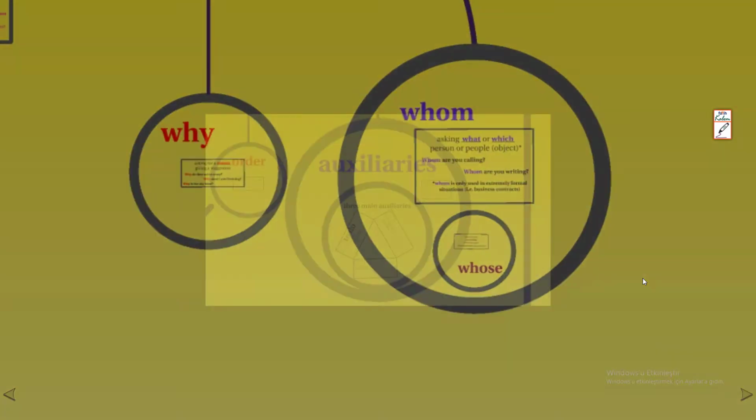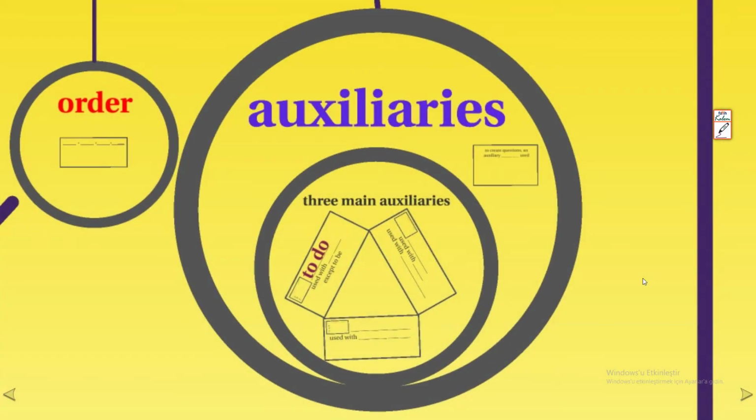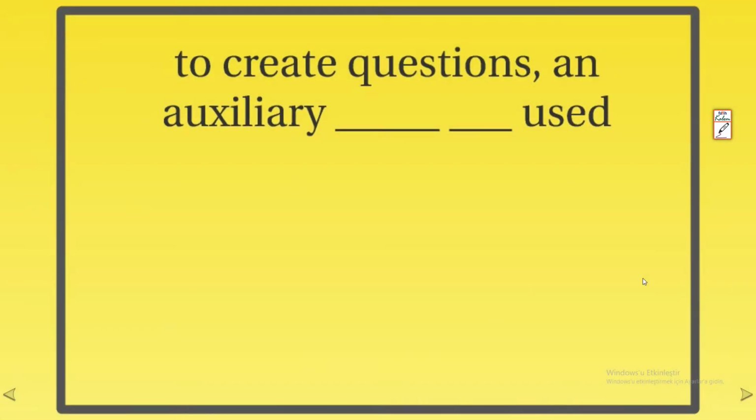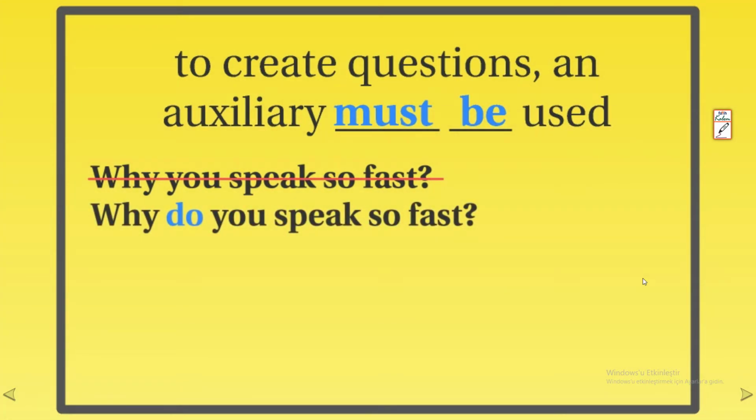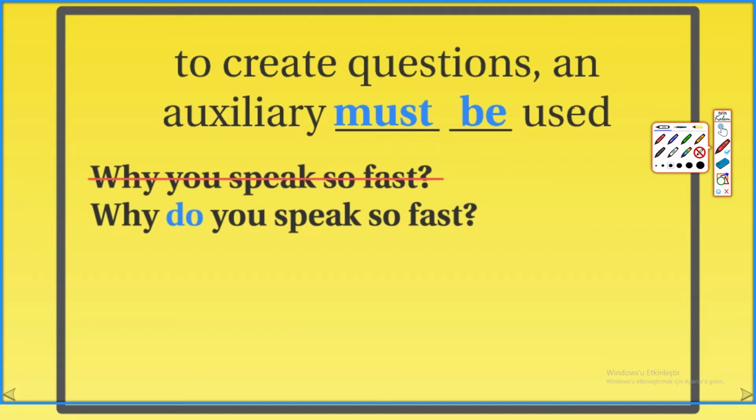And we are going on with auxiliaries. In auxiliaries, we are to create questions, and an auxiliary must be used. For example, why you speak so fast? Okay. For example, why do you speak so fast? I should have what? I should have do. Without do, why you speak so fast?